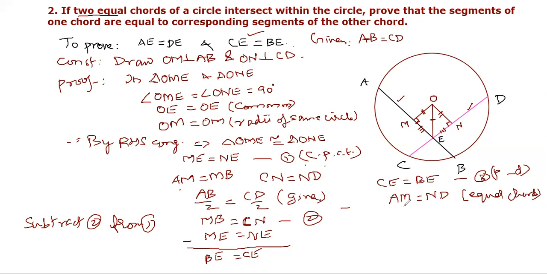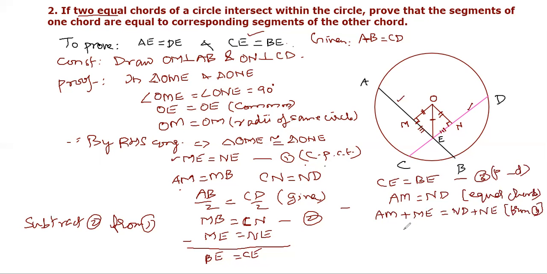Okay. And ME is equal to NE. From the first equation we can add both sides: ME on one side, NE on the other. If you add AM plus ME on this side, and NE on the right side, because both are the same, we are adding the same thing to both sides.